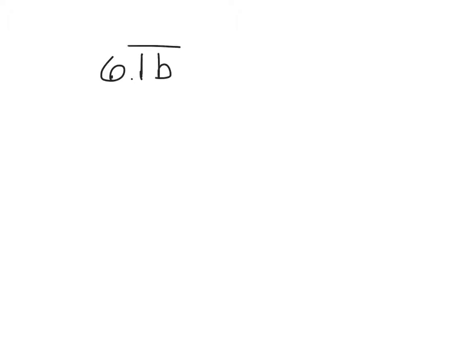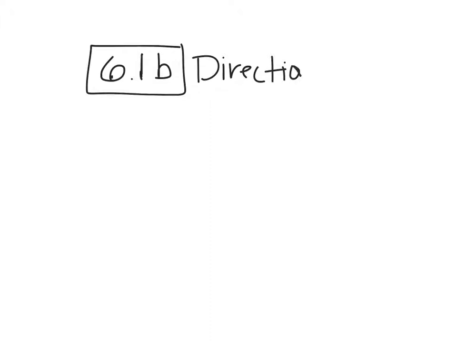6-1-B. There we go. All right, we are going to talk about direction angles today. Okay? And we're going to be given angles in two types of direction, but there's only one kind that's a directional angle. So let's start with that. Direction.